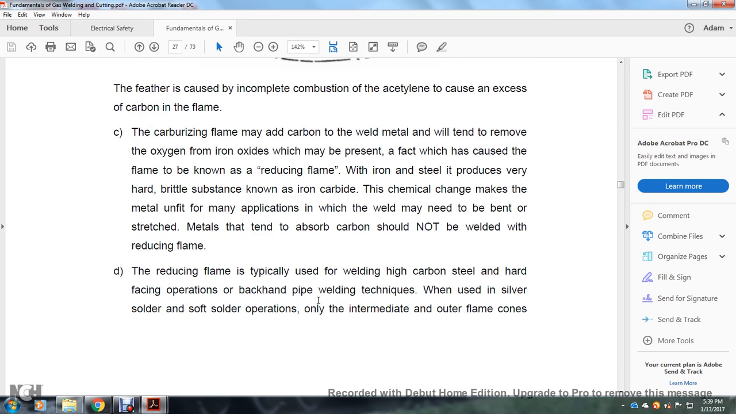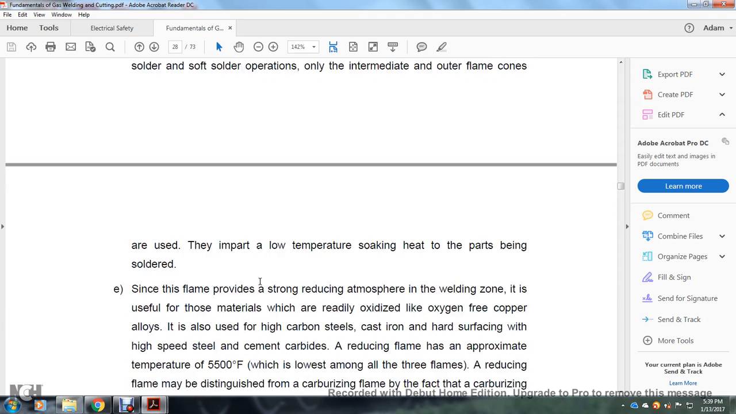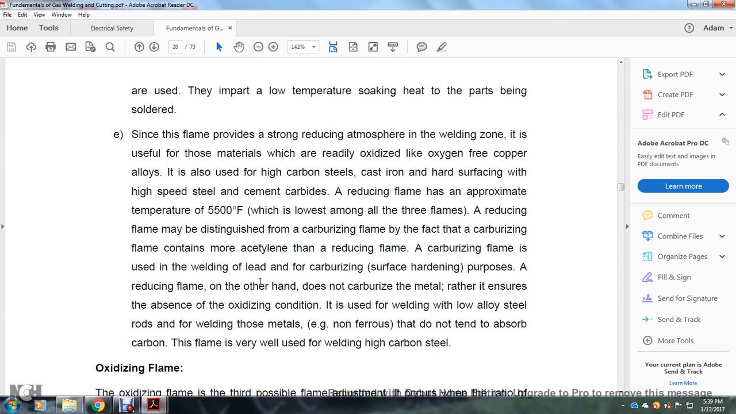The carbonizing flame is typically used for welding high carbon steel, in hard-facing operations, and in black-hand pipe welding techniques. When used with silver solder and soft solder operations, only the intermediate outer flame is used. The important thing is low temperature, soaking heat into the parts being soldered. Since the flame provides a strong reducing atmosphere in the welding zone, it is useful for materials which are readily oxidized, like oxygen-free copper alloys. It is also used with high carbon steels, cast iron, and hard surfacing with high-speed steel and cemented carbides.